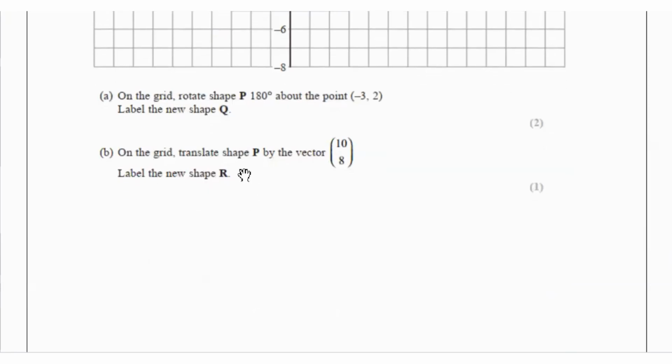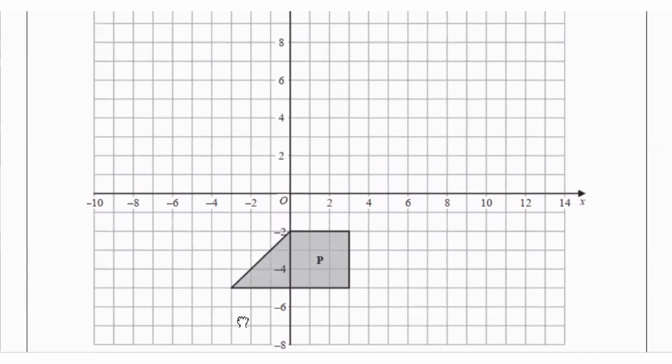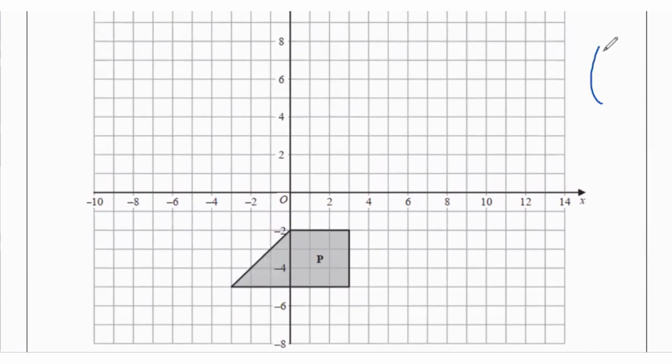Then it says on the grid, translate shape P by the vector (10, 8). Label the new shape R. So our translation vector is (10, 8). That means we're moving 10 units to the right and 8 units up. The first value is the x value, so that shows us the translation horizontally, whether we move left or right. If the first number is negative, we go to the left. If it's positive, we go to the right. Similarly, for the next value, if it's negative, we move the shape down. If it's positive, we move the shape up.